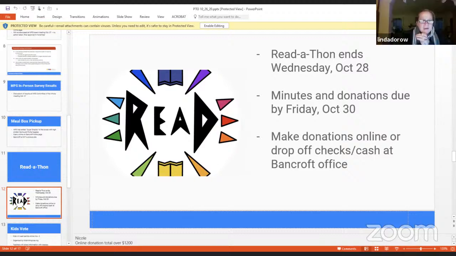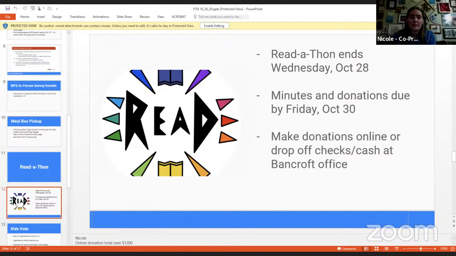And just an FYI, there is a check for the Read-a-Thon in the PTO mailbox. I was in the office last Friday and somebody dropped off a $300 check. That's great.